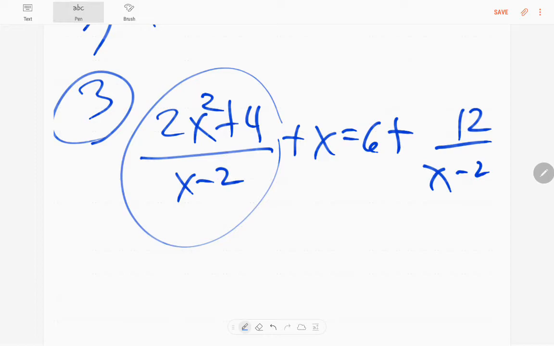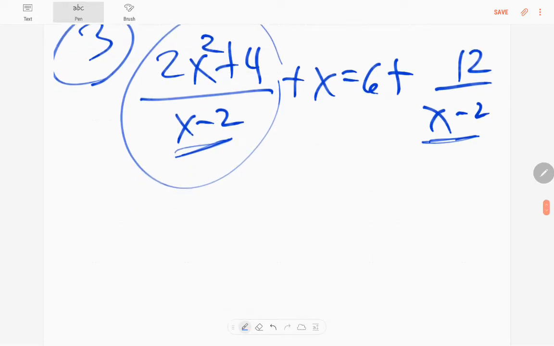Well, multiply both sides by the least common denominator. In this case, it's just x minus 2. If I multiply both sides by x minus 2, it'll cancel it out on both sides. So let's do that. I'm going to multiply by x minus 2 over 1.